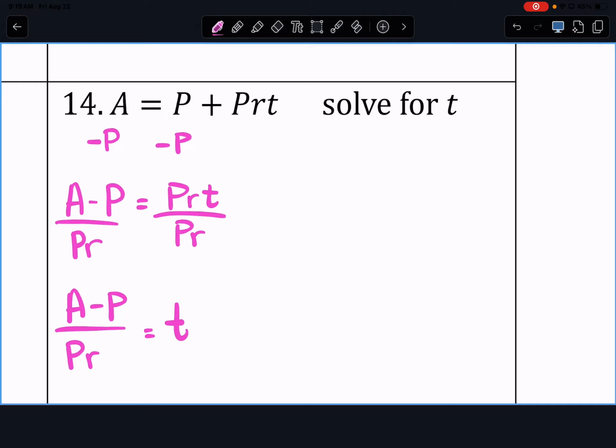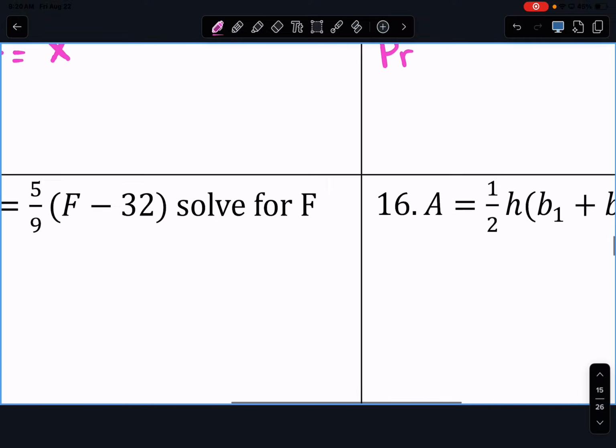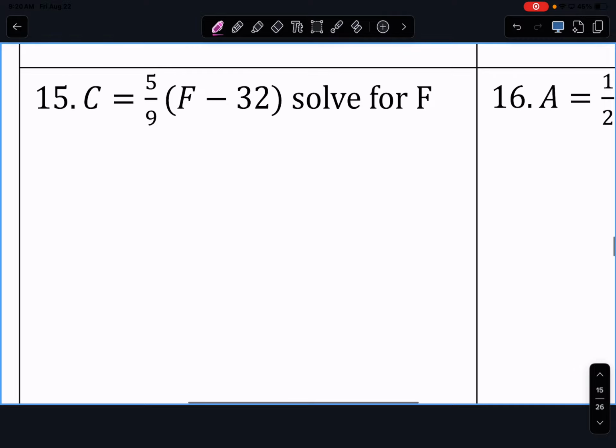I'll give y'all a second. What'd y'all get for 14? All right, let's look at 15 and 16 together. So for 15, we have a couple options for solving it. I can either distribute that fraction or get rid of it. What would y'all rather do?